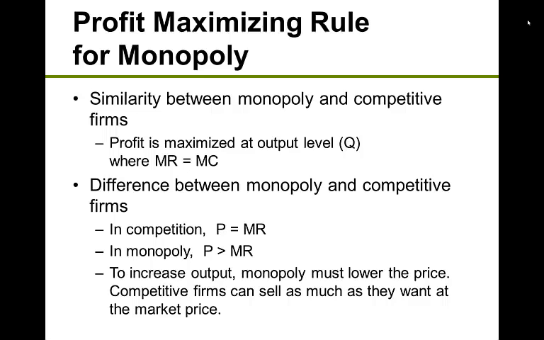So we're going to go into depth about why this is, but for now, just remember, in perfect competition, price is equal to marginal revenue. Marginal revenue is that horizontal line right at the price. With monopoly, we're going to have a downward sloping demand curve and a downward sloping marginal revenue curve.